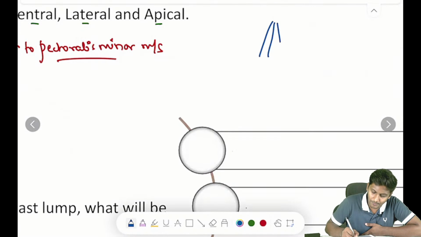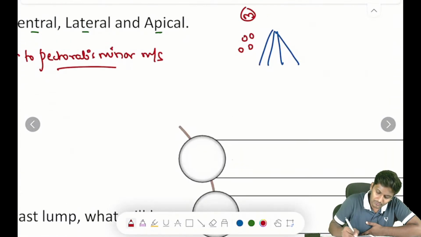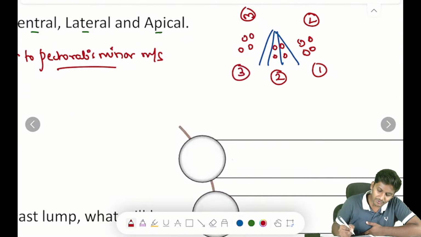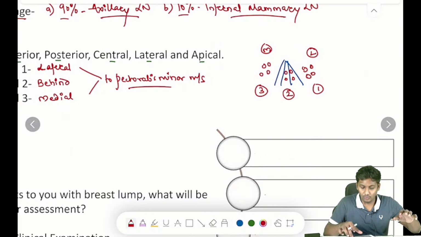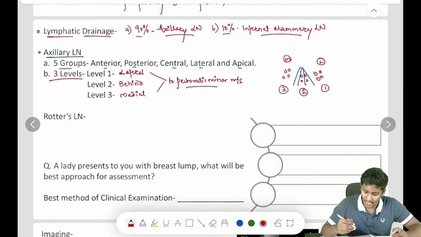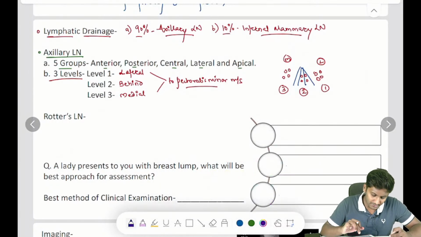For example, if this is the pectoralis muscle, take the pectoralis minor, these lymph nodes are present medially, these are present laterally, and these are behind the pectoralis minor. These will be level 1, these level 2, these level 3 lymph nodes. That is how you have to remember the arrangement of the axillary group of lymph nodes. No issues with this, anybody? That is the basic understanding.